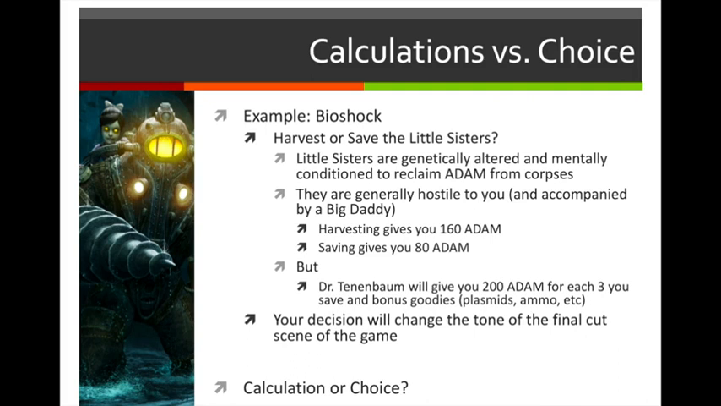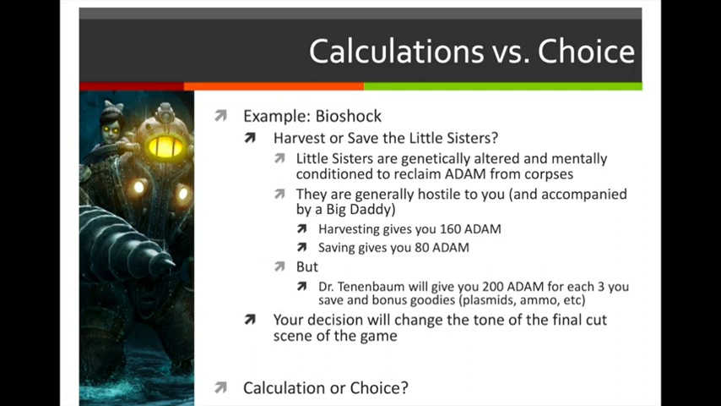But the game itself has a little spin on it, which kind of spoils it a little bit and turns it more into a calculation, in that there is a character in the game called Dr. Tenenbaum, and she will give you 200 Adam for every 3 children you save and some bonus goodies. And if you run the calculation through, what that basically means is that you are making a decision about whether you want sort of a small amount of Adam or whether you want some bonus goodies.